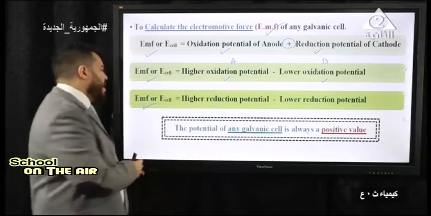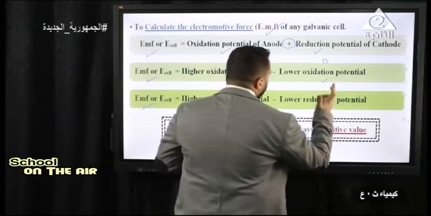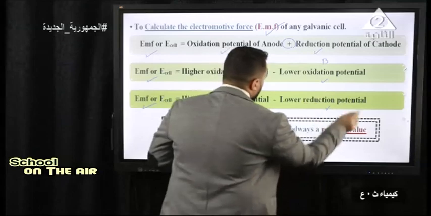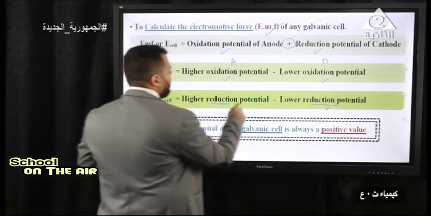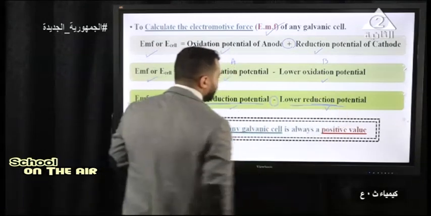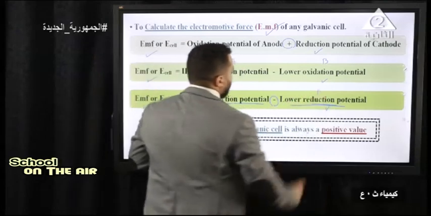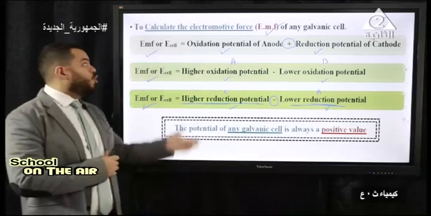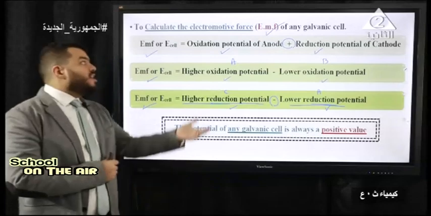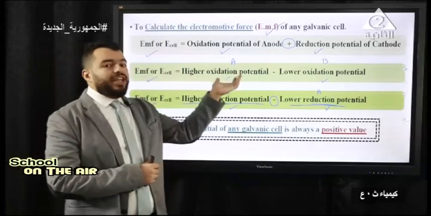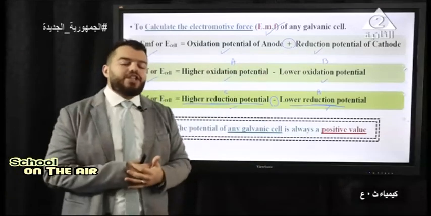so the oxidation potential of the anode minus the oxidation potential of the cathode, the higher one minus the lower one. Okay. And if I give you the reduction potential of an element and the reduction potential of another, where the two given are reduction potentials, you have to subtract the lower reduction potential from the higher, so the reduction potential of the cathode minus the reduction potential of the anode. So you have to know the 3 rules according to what is given in the question. If I give you the oxidation potential and the reduction potential of the anode and the cathode respectively, you will add them to each other.